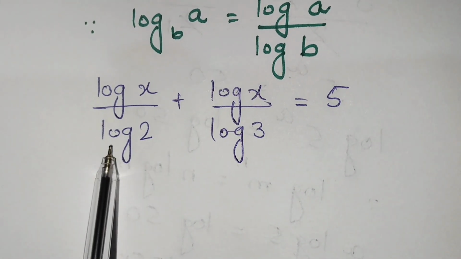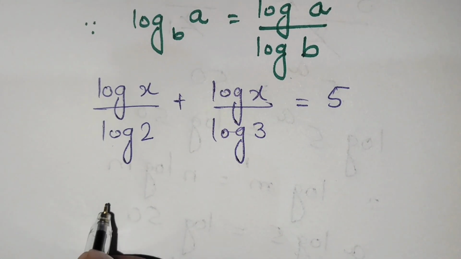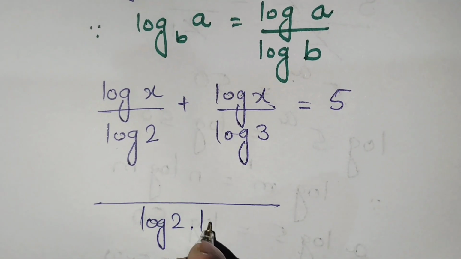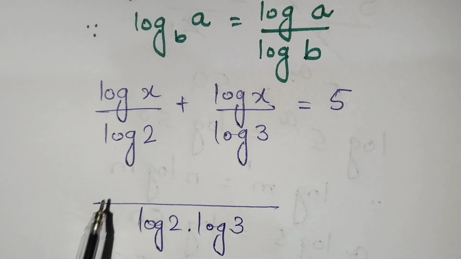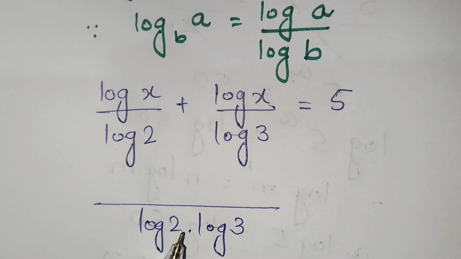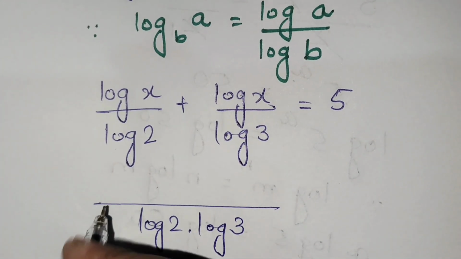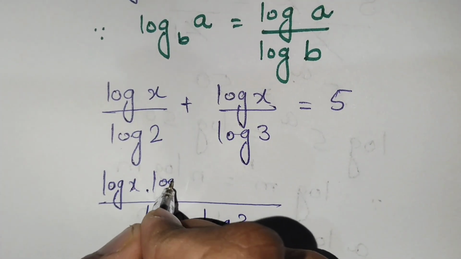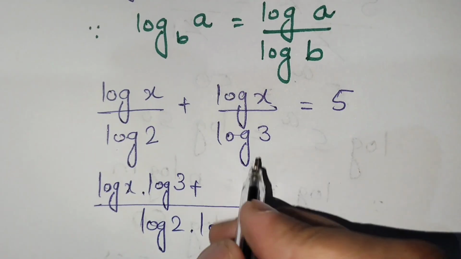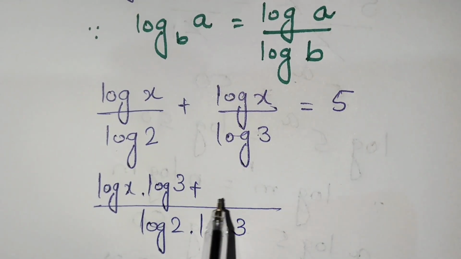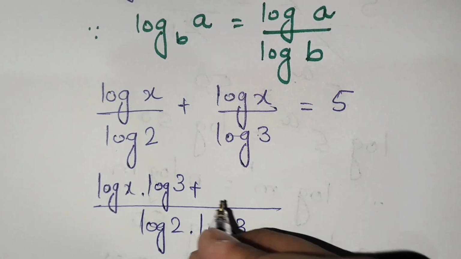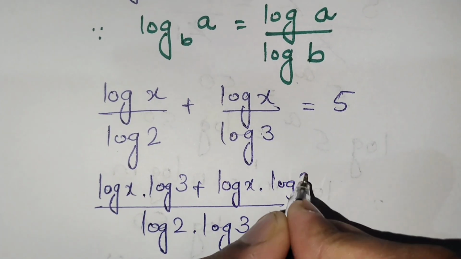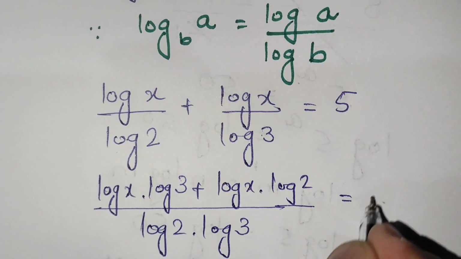Now we will take the LCM of log 2 and log 3. Log 2 times log 3, so it will be log of x times log of 3 plus log of x times log of 2, equals 5.